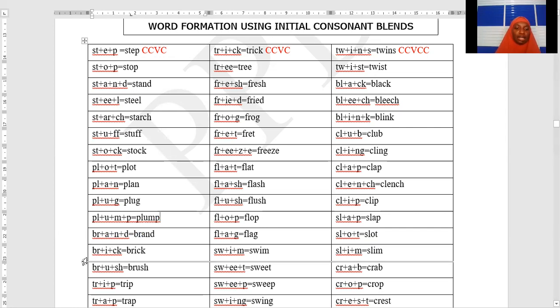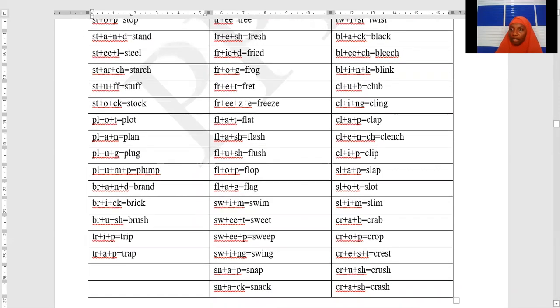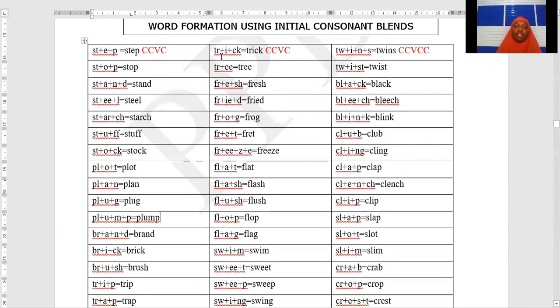Br and brand, break, brush, trip, trap. Okay, that's the end of that side. Then we also have trick, tree, fresh, fried, frog, fret, freeze, flat, flash, flop, flag, swim, sweet, sweep.